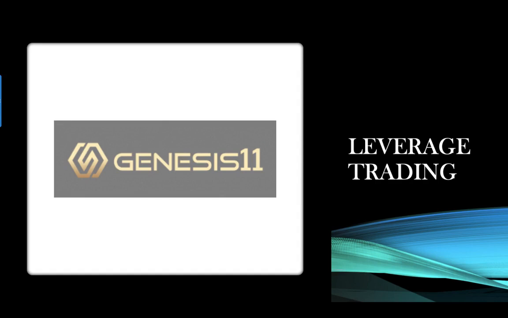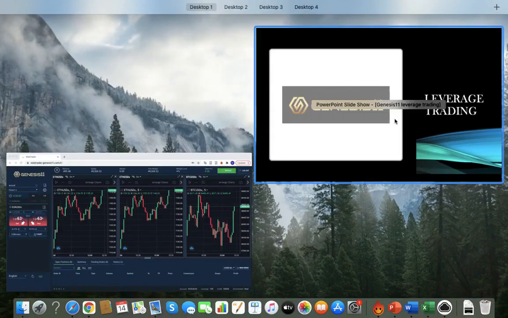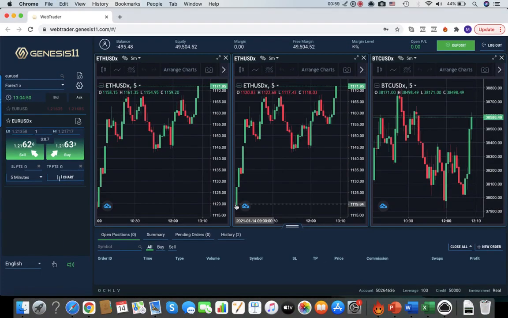So once you logged in to your Genesis11 platform, you can start trading. And one of the main ideas behind the Genesis11 platform is, of course, leverage trading. So the idea with leverage trading is you are trading on bigger amounts than your initial trade using margin. Let's take a quick look on the platform and see how this looks like. So once you logged into your Genesis11 platform, it looks like this.